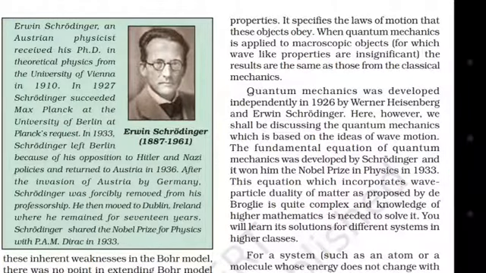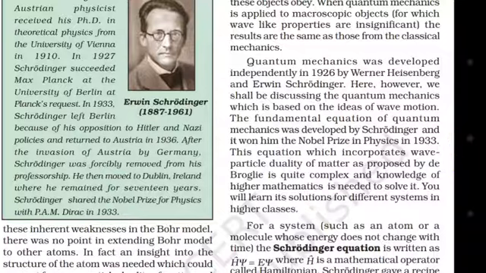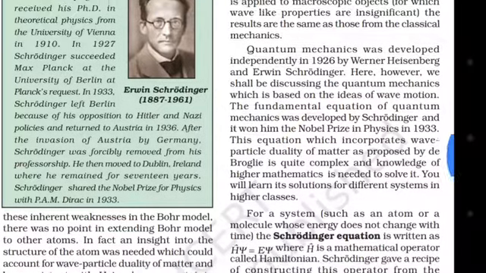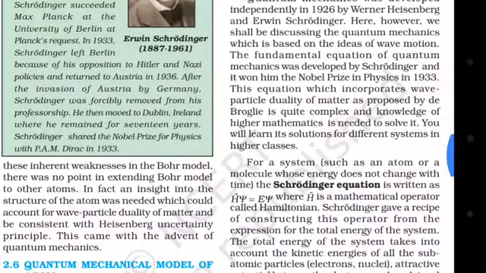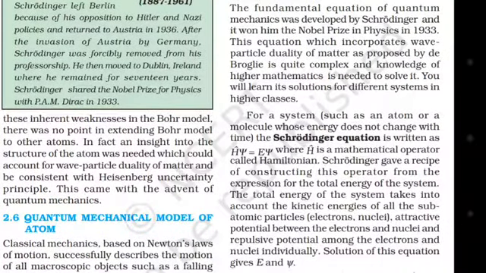Quantum mechanics was developed independently in 1926 by Werner Heisenberg and Erwin Schrödinger. Here, however, we shall be discussing the quantum mechanics which is based on the idea of wave motion. The fundamental equation of quantum mechanics was developed by Schrödinger and it won him the Nobel Prize in Physics in 1933. This equation, which incorporates wave-particle duality of matter as proposed by de Broglie, is quite complex and knowledge of higher mathematics is needed to solve it. You will learn its solutions for different systems in higher classes.